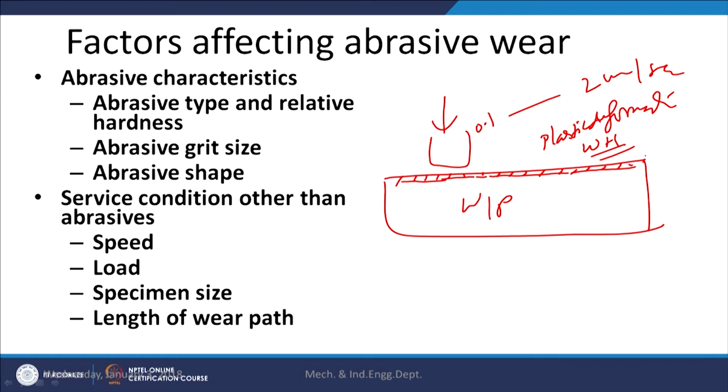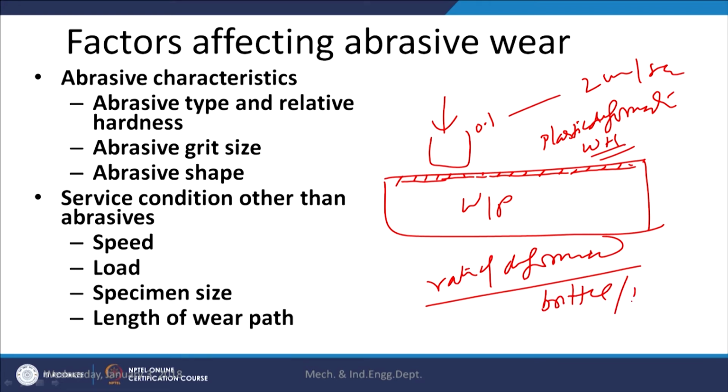Whenever there is a change in the speed, then the rate of the deformation of the material is affected. If we deform the material at a higher rate, then it tends to behave more like a brittle material, with low ductility.